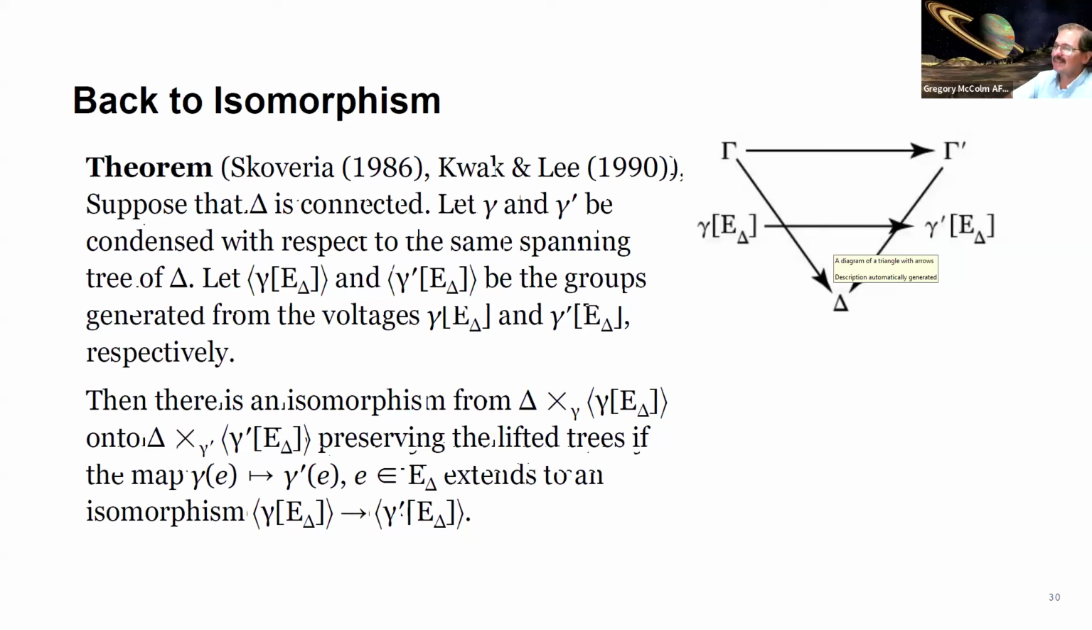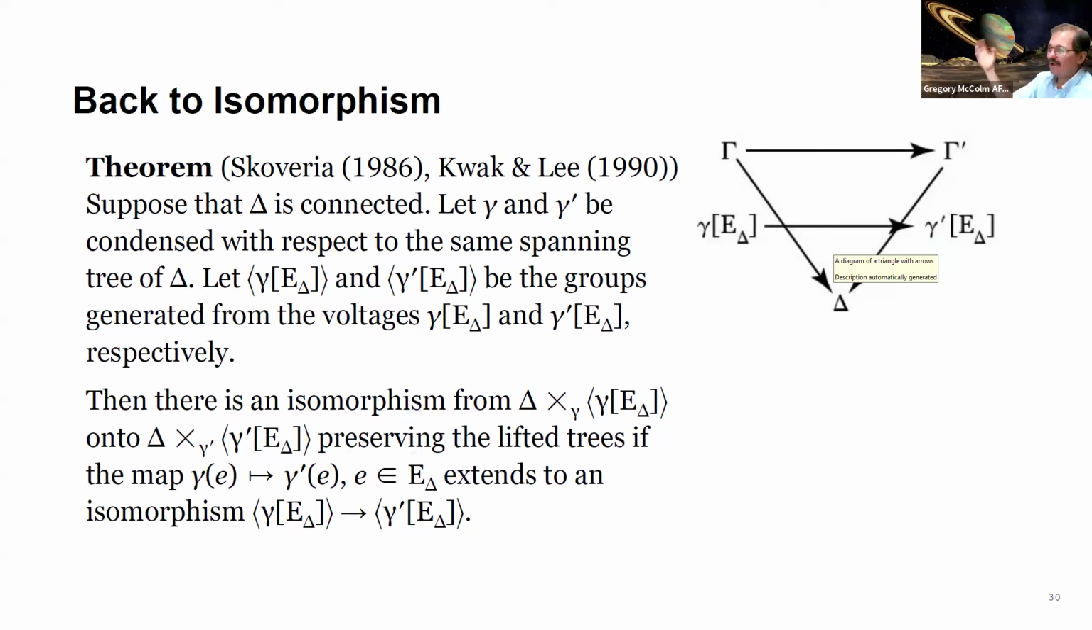So the basic idea is you want to have condensed voltages, and the spanning tree gives you a one-to-one assignment of voltage to voltage. And if that extends to a group isomorphism of the two voltage groups, then the two derived graphs are isomorphic. On the other hand, if it is impossible to get a one-to-one assignment of voltages, isomorphic on the spanning tree, to extend to an isomorphism of the groups, then the two derived graphs are not isomorphic.